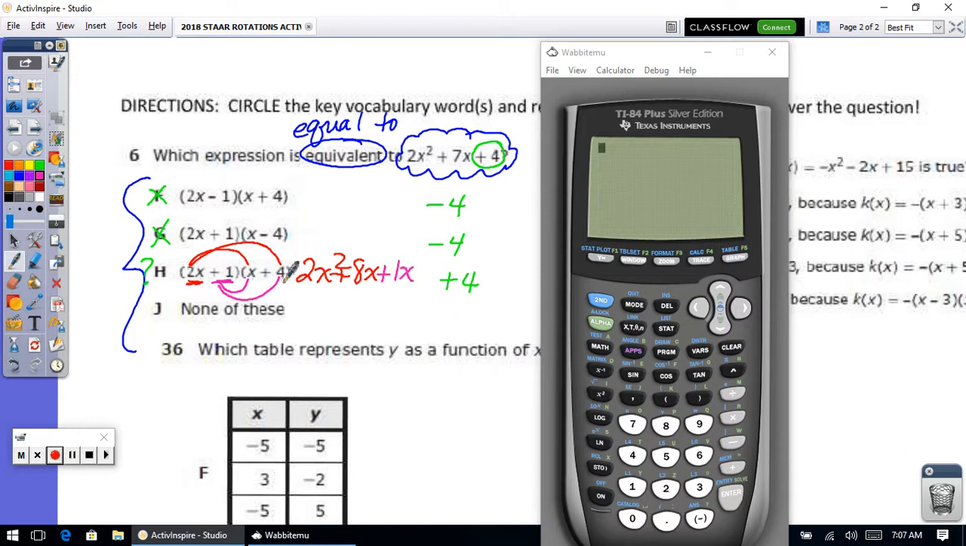And then look right here, 1 times 4 is 4. We have that number. Combine like terms in the middle: 2x squared plus 9x plus 4. So we know that H is not the answer, so our answer is J.